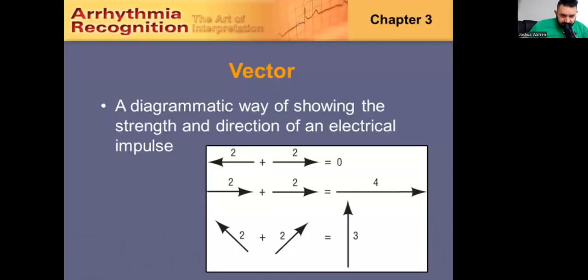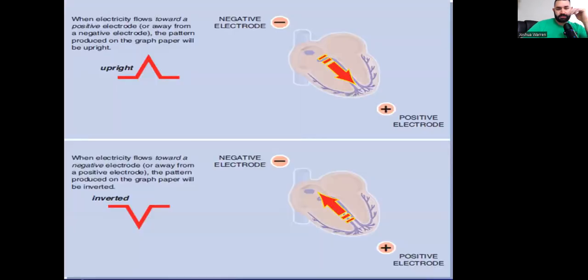All right, so a vector is a diagrammatic way of showing the strength and direction of electrical impulses. We talked about vectors and why an EKG would be upright versus inverted. Do you like pictures? Me too. This helps. When electricity flows toward a positive electrode and away from a negative one, the pattern produced on the graph paper will be upright.